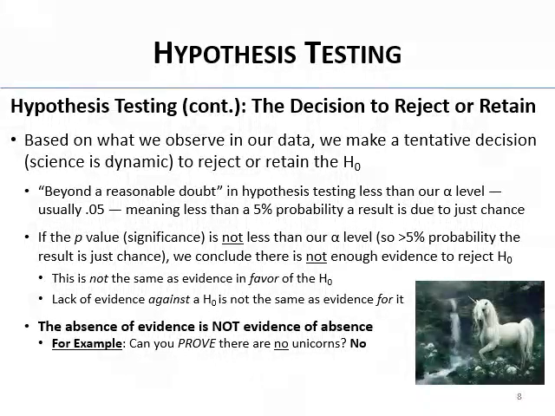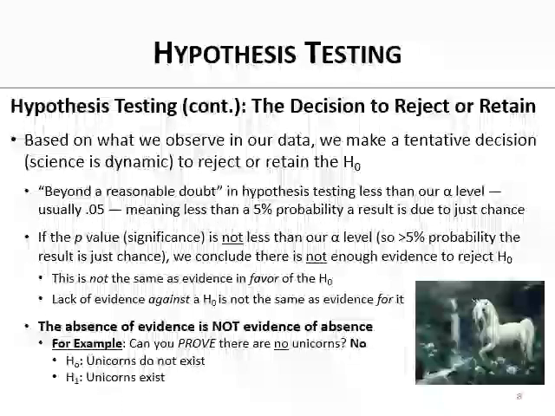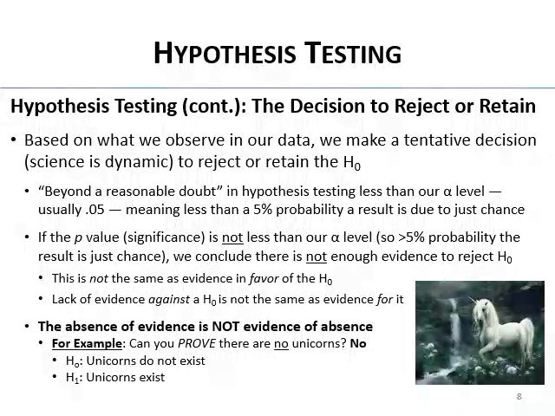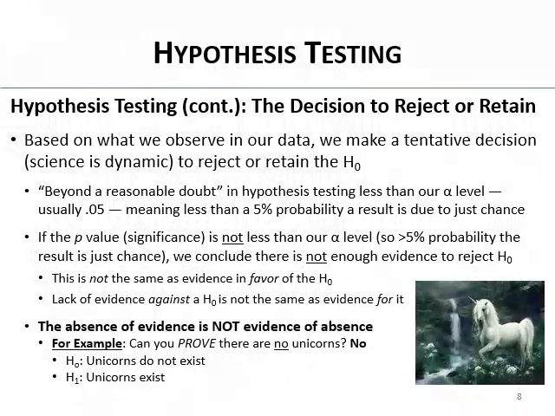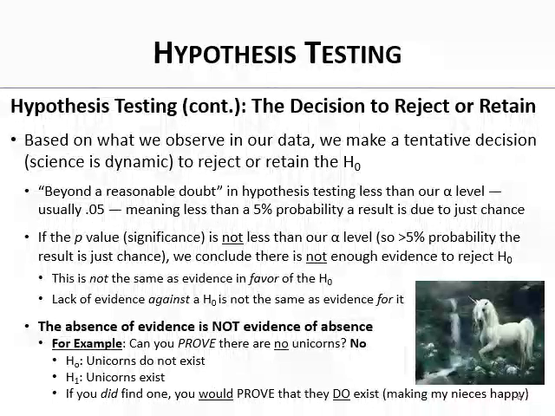You could search the planet, never find a unicorn. You have not found a unicorn. That doesn't prove there are no unicorns. So your null here would be that unicorns do not exist. Your alternative would be that unicorns do exist. You can never prove that unicorns do not exist. You can't. There's no way you could search and know all animals in all spaces all over the world at all time, right? But you can provide evidence against the null. What would that be? Find a unicorn, right? You can actually disprove the null. So if you did find one, you would prove that they do exist, right? And that would make all my nieces very, very happy.